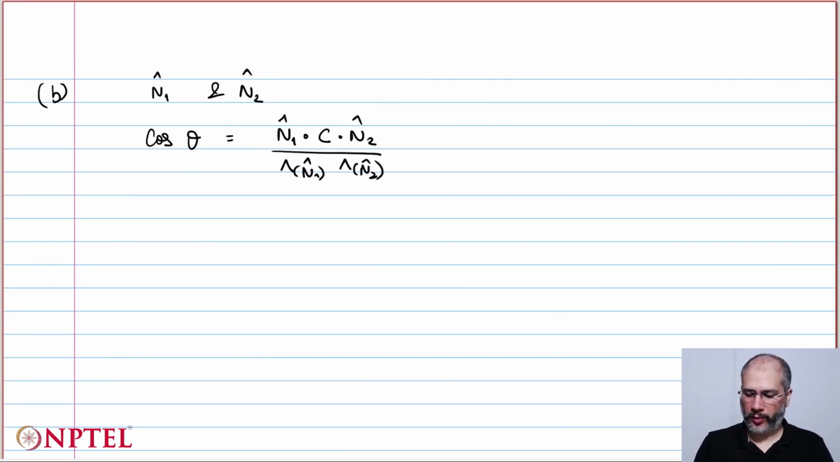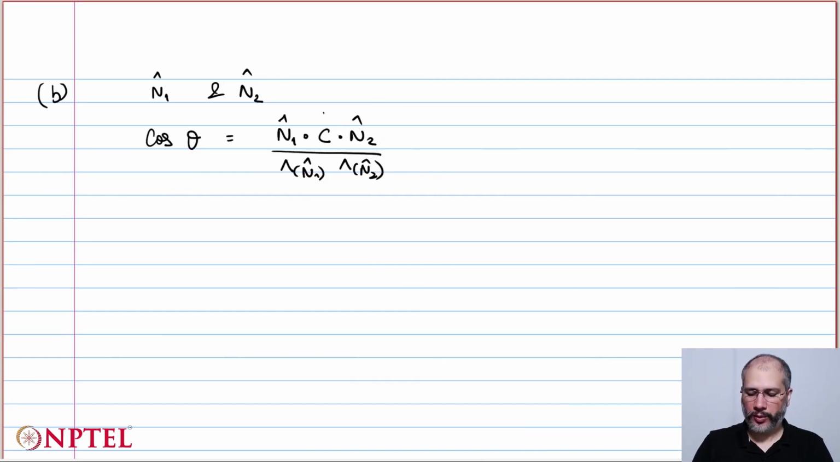You can put n1 equal to n2 here, and you will see that the angle between them is going to be 0, so the cosine of the angle is 1. And n dot C dot n is simply lambda squared. So that's a quick check to make sure that we have written the right formula.